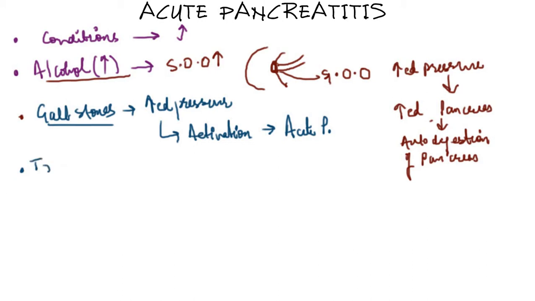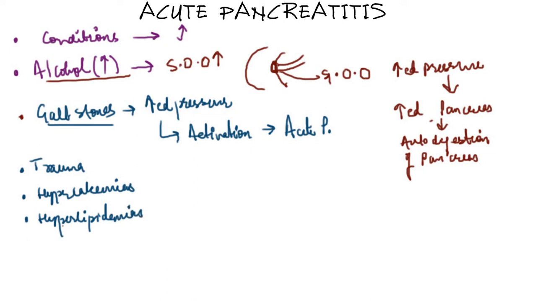These include trauma, like abdominal trauma, hypercalcemia and hyperlipidemia. There are some drugs, and finally we have mumps. Mumps can also lead to acute pancreatitis. So these are the main causes which can cause acute pancreatitis.